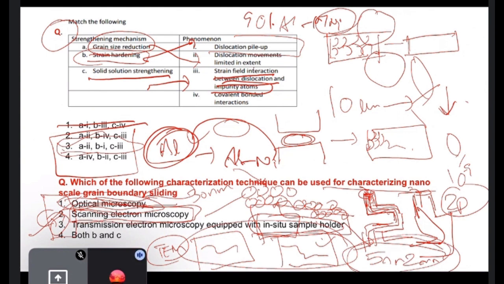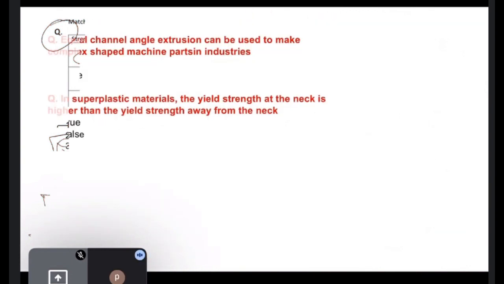Do you follow all the options? Yes, ma'am. Transmission electron microscope.